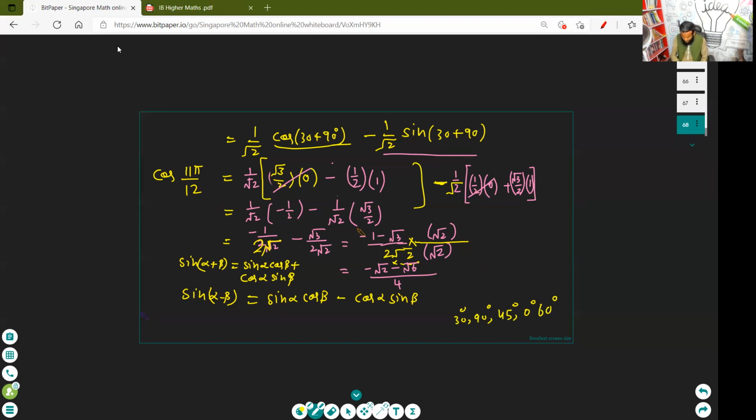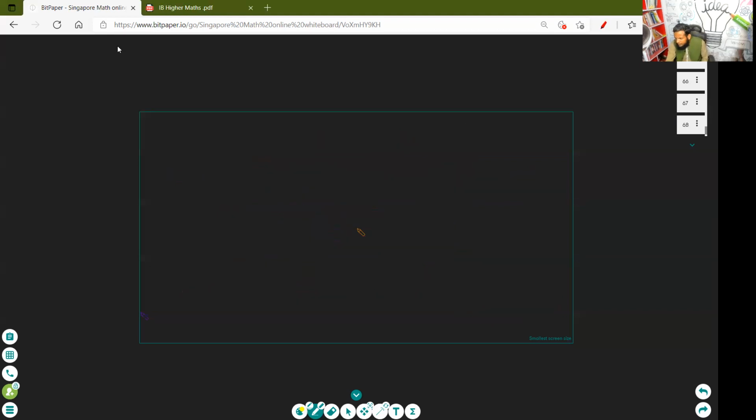Properties of argument. We know that if Z is equal to... properties of argument. Argument means angle. Angle with positive x-axis. We can draw a complex number as a position vector, and the position vector makes an angle with the positive x-axis in clockwise or anti-clockwise direction. This is called the argument.